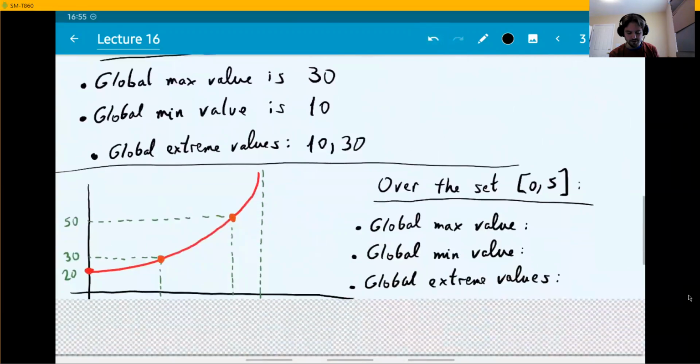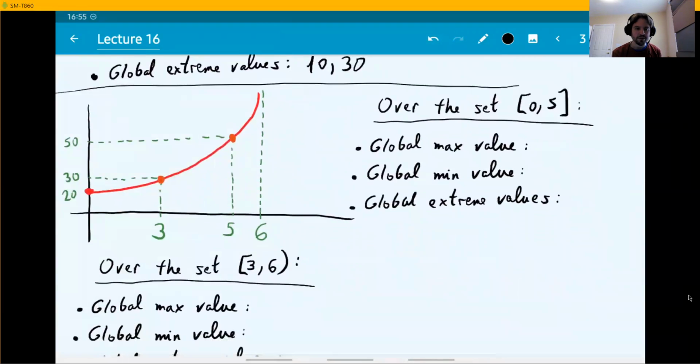So let's move on to some other examples here. This function now has a vertical asymptote at x equals 6. This is what the graph is trying to convey to you, that it's becoming vertical at that point. So now let's consider this function over the set between 0 and 5. What is the global maximum value you can find? If you're only looking between 0 and 5, you see the graph is increasing over that piece. The maximum value you can find is f of 5, which is 50.